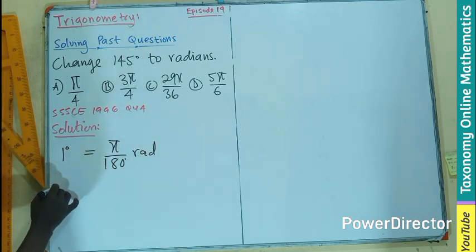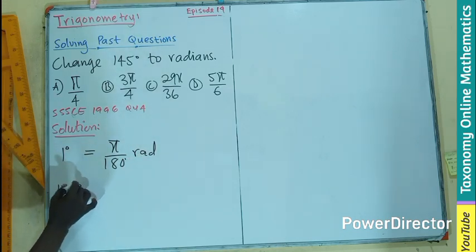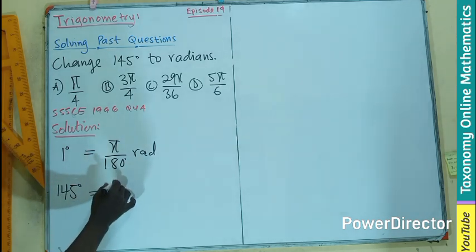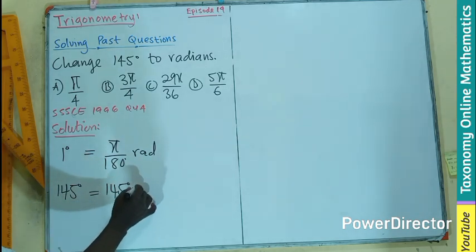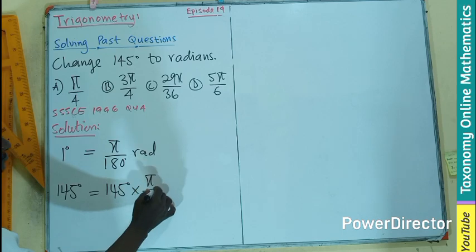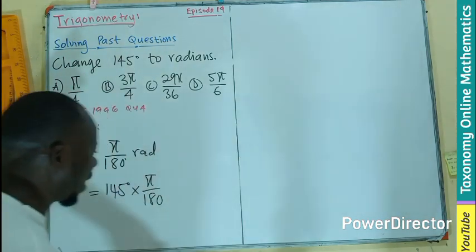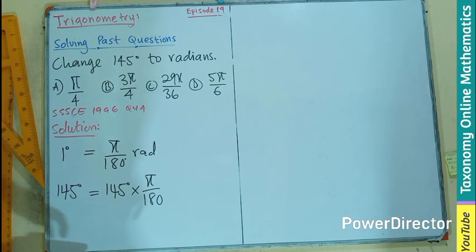Then if I have been given 145 degrees, and 1 degree is this, it means I have to multiply. So 145 degrees will now multiply pi over 180. And let's put that on our calculator and see.